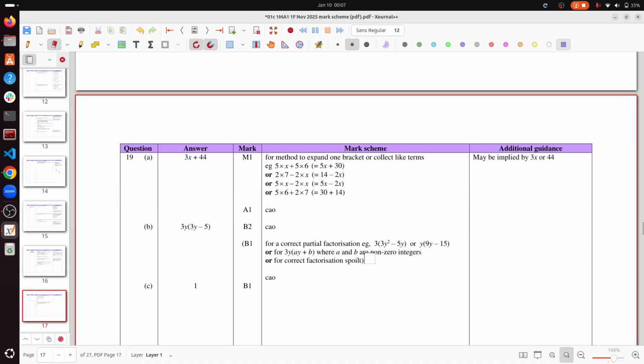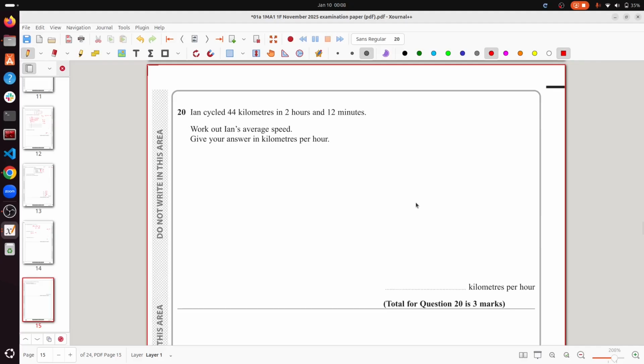For partial factorizations, if you factorize partially, you get 1 mark, and the remaining one is 1 mark. So anything to the power of 0 gives you 1 mark. That gives you 1. Ian cycled 44 kilometers in 2 hours and 12 minutes. Work out Ian's average speed.